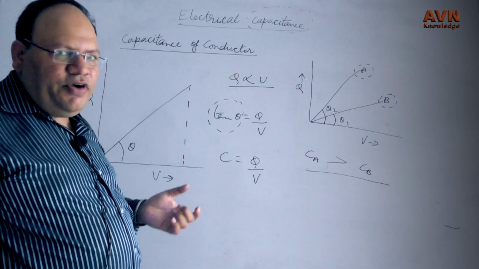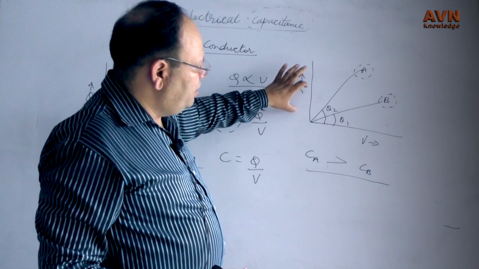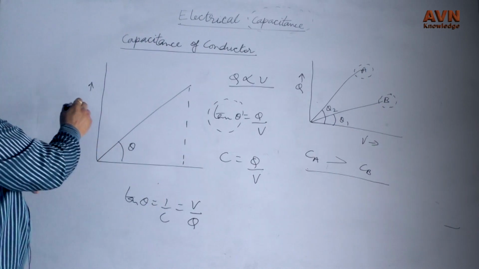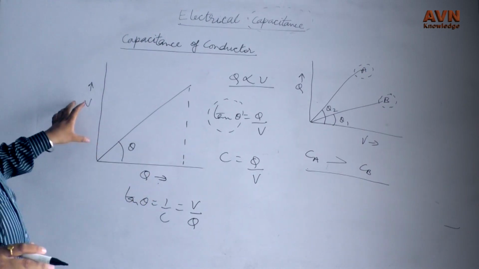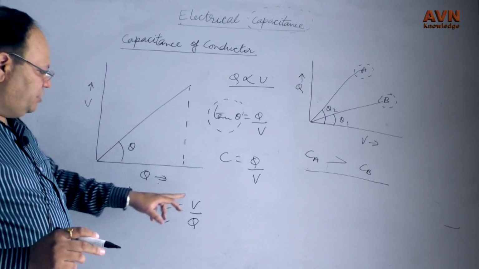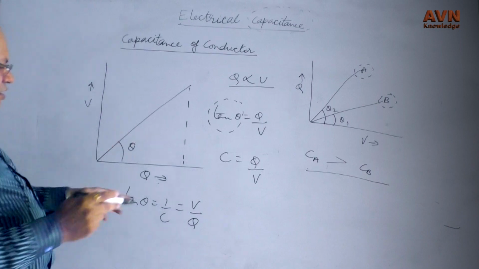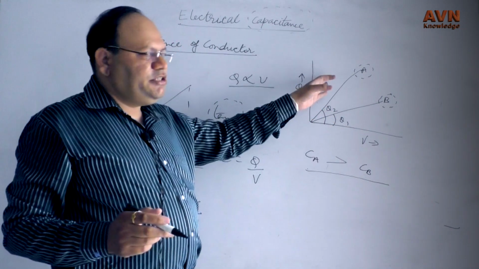And in some examples in exams, this will be inverse also, with V here and Q here. What is the tan theta? Tan theta is 1 by C, meaning V by Q. So here, when you increase the tan theta, the capacitance decreases. When you increase the tan theta, the capacitance increases.